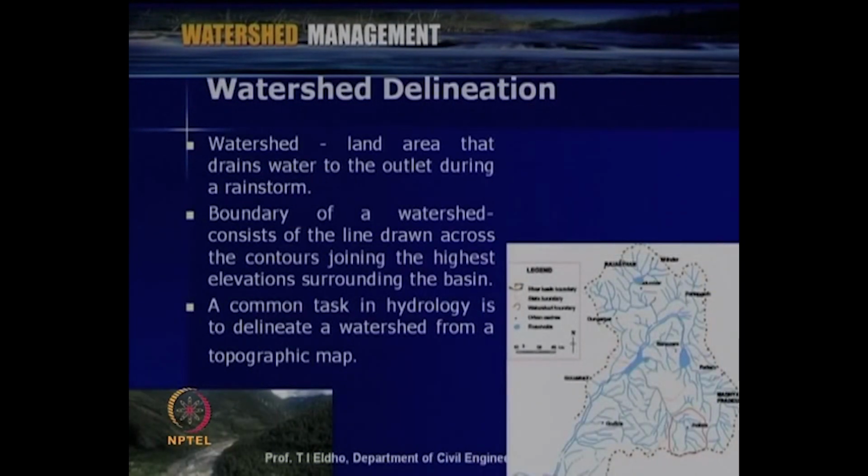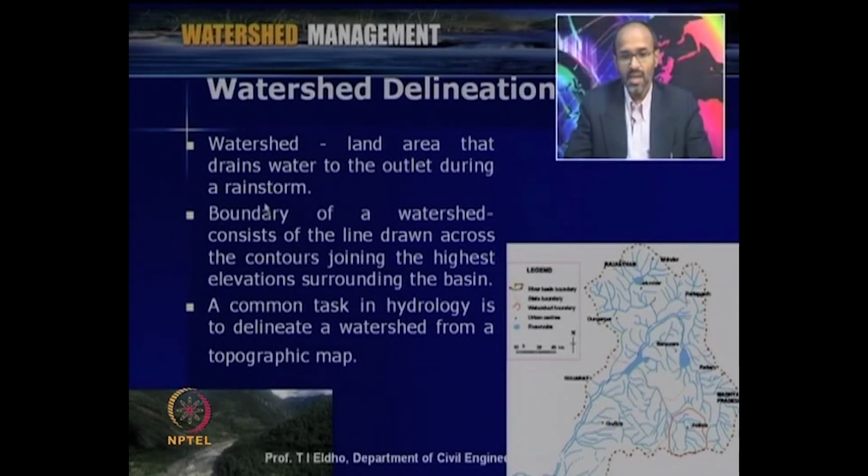As we have already seen in the previous lectures, a watershed is a land or an area that drains water to the outlet during a rainstorm. You can see in this figure that the watershed area is that area that drains water to the outlet during a rainstorm.